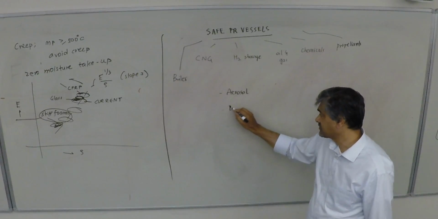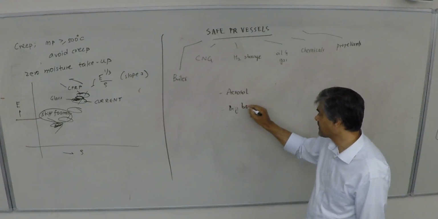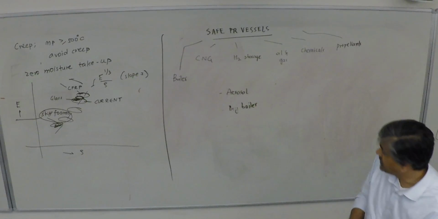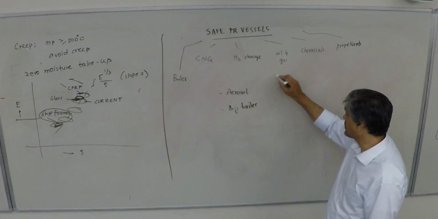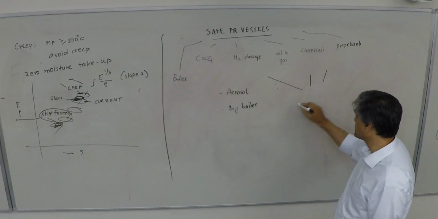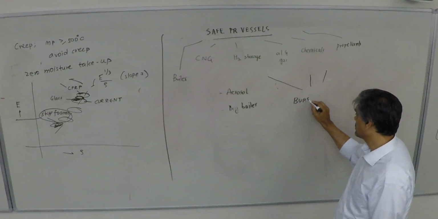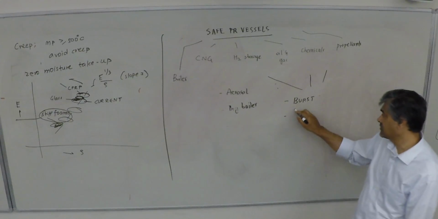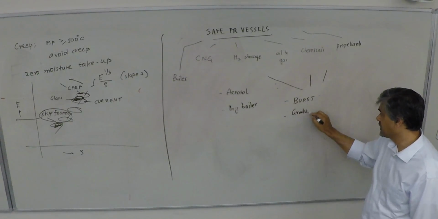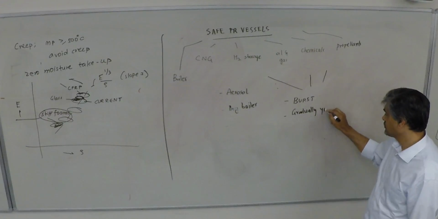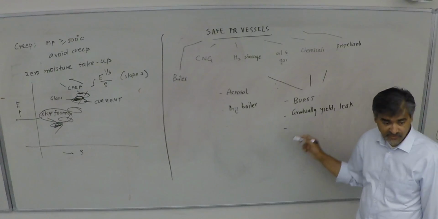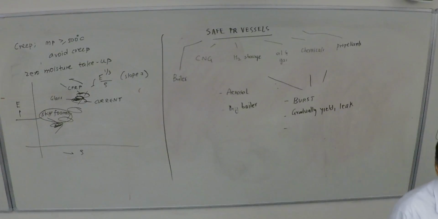Big boilers. So this problem is more related to that. Some of these issues come about because they can suddenly burst. That is a common thing. Or they can gradually yield and leak. Right? You would rather have them gradually yield and leak than burst.